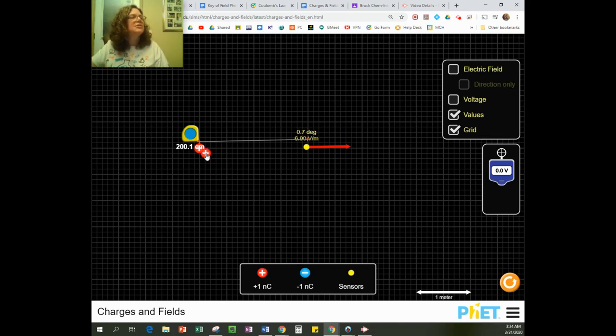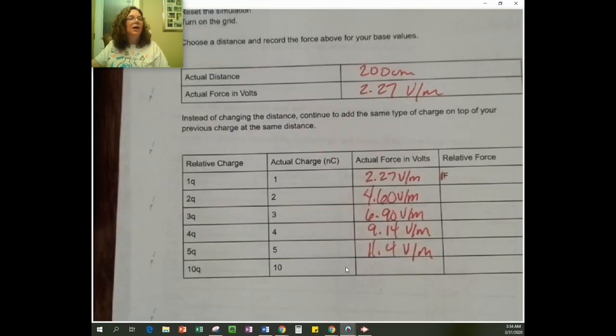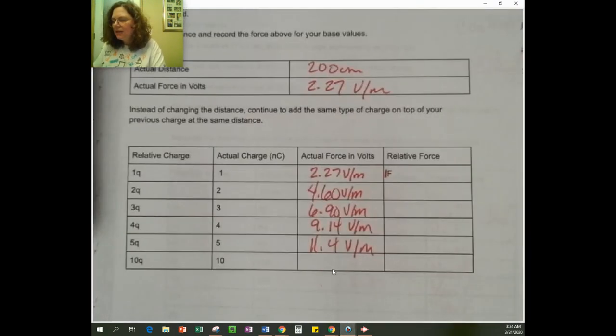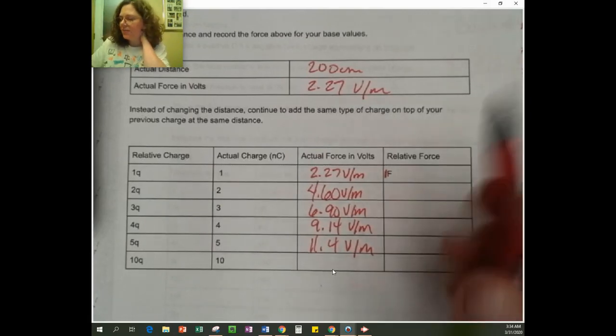Let's put another one. This is our 4th one. And probably should put it exactly. And we got 9.14. All right, let's put our 5th one. And we got 11.4. Okay. So now I need to go back to here so you can see what I've been writing, right? All right, so we do this the same way.